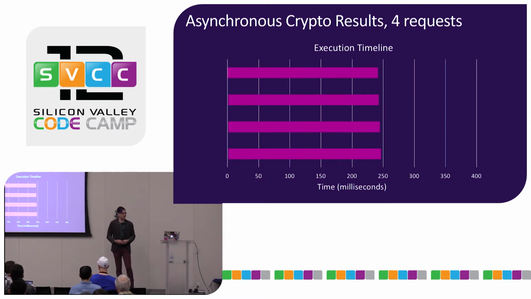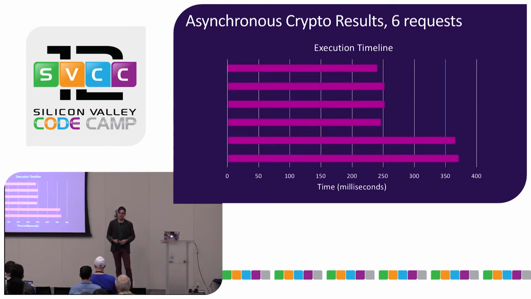All right, so let's keep going on this trend, and let's up it to 6 requests. All right, so this is actually a little more unusual of a graph. This is probably not what we would expect. We get the 4 in parallel, but then we get this weird little tail right here.